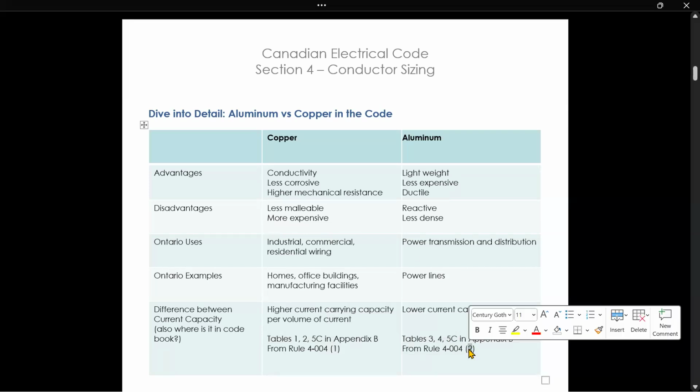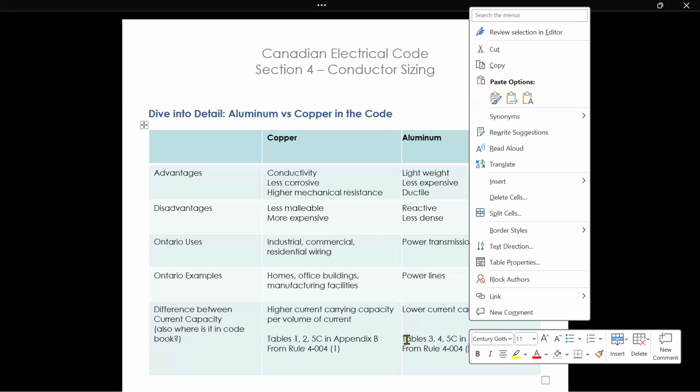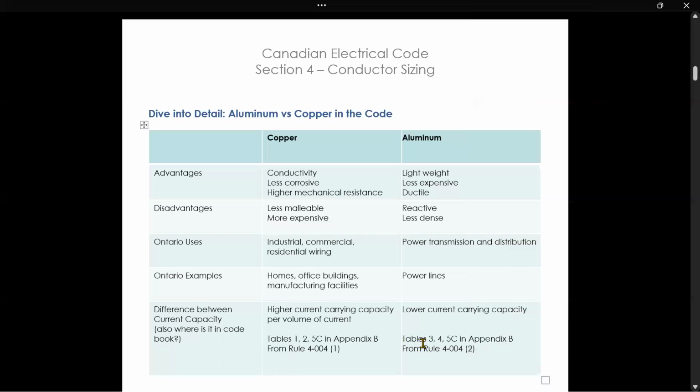You don't have to know Rule 1 and Rule 2 separately. They are very, very similar. They're just looking at different tables for the same methods and the same calculations. So in summary, copper is used for pretty much everything in electrical, and aluminum is used pretty much for power transmission and distribution, although aluminum used to be used in some houses. So you still might come across that, but you're likely redoing it at that time.